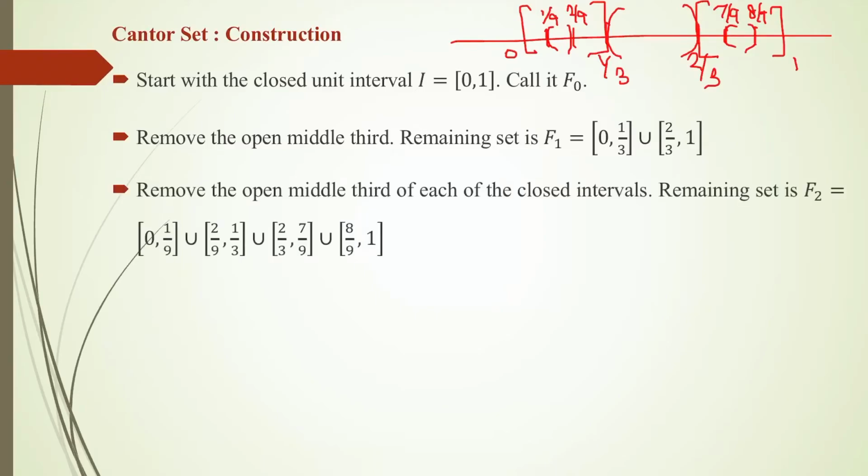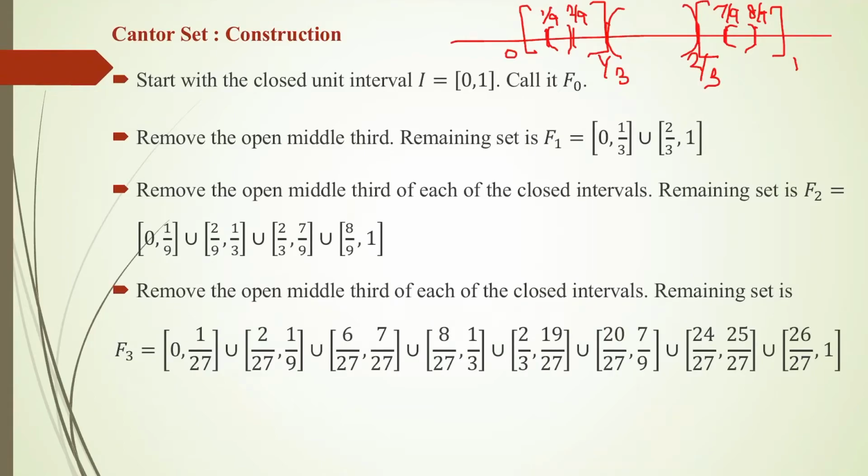So what remains is closed interval [0, 1/9] union closed interval [2/9, 1/3] union closed interval [2/3, 7/9] union closed interval [8/9, 1]. So we have a union of 4 closed intervals. Again, divide each of these 4 closed intervals into 3 equal parts and remove the open middle third.